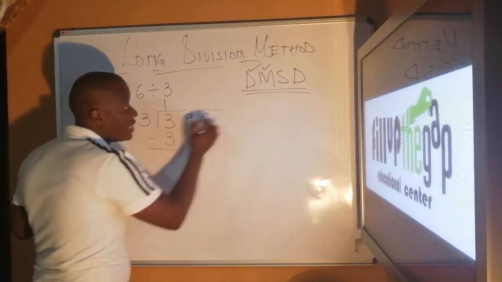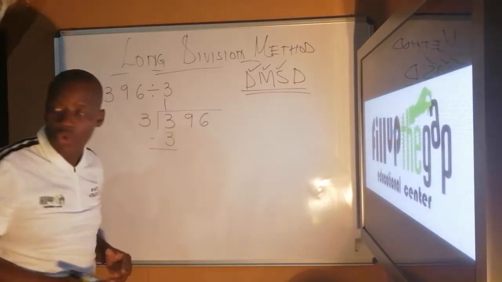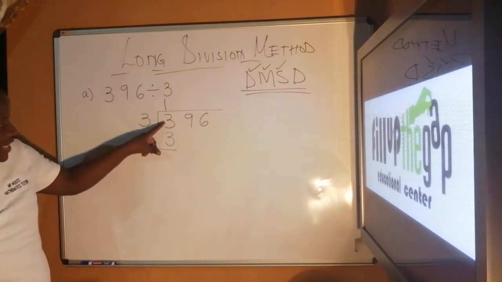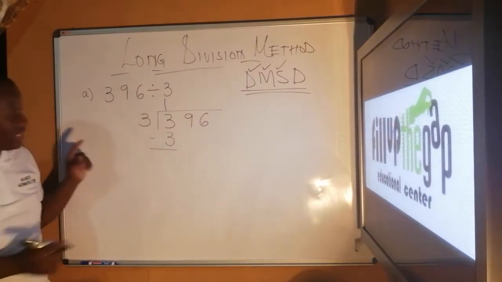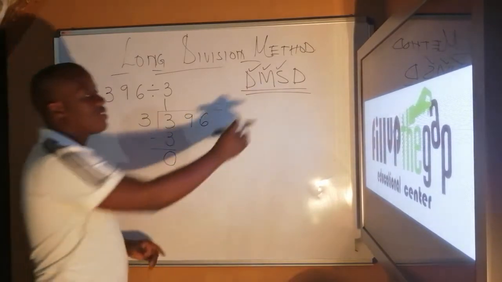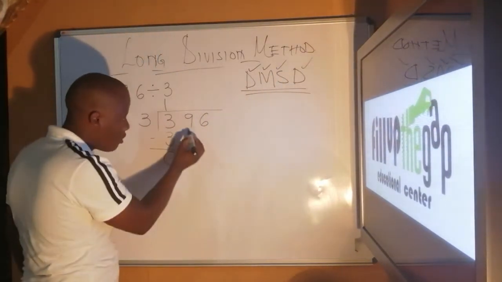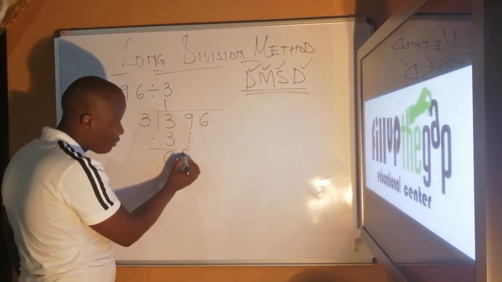From there, we are done with multiplication. We have to go to subtraction. What is it that we're going to subtract? We're going to say 3 subtract 3. And 3 subtract 3 is going to be how much? 0. Then we are done with subtraction. What is it that we're left with right now? Dropping. What are we going to drop? We're going to drop this 9.